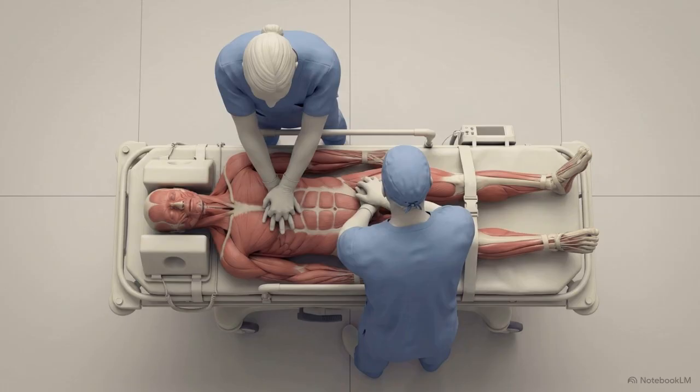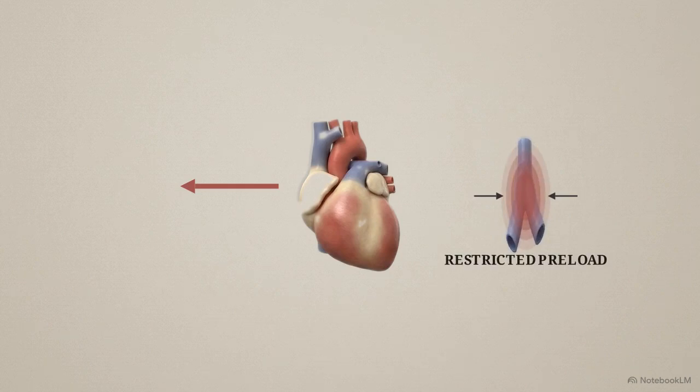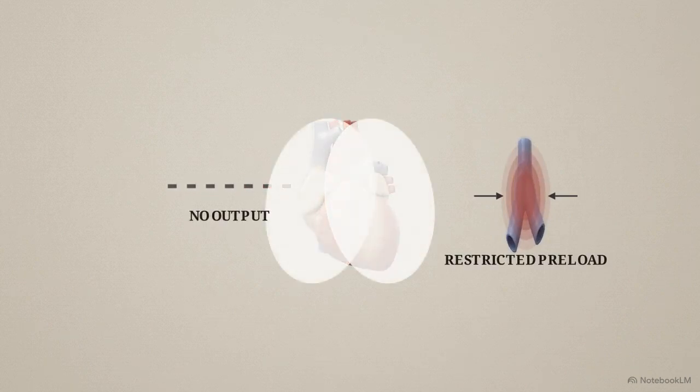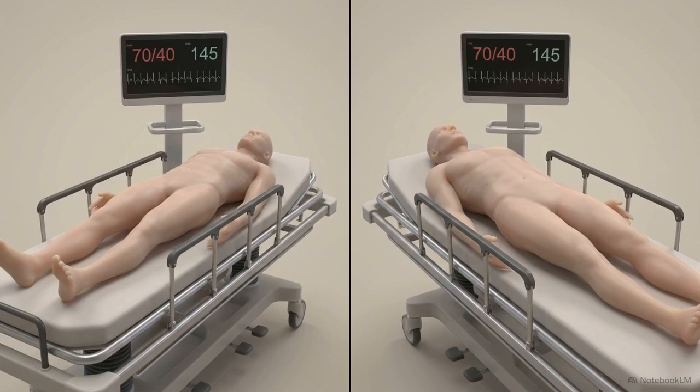The lethality of major thoracic trauma almost always hinges on a single mechanical failure. Death occurs through the catastrophic restriction of right ventricular preload. Blood cannot enter the heart, so blood cannot leave the heart. From a macro hemodynamic perspective, these patients look identical. They present with severe hypotension and compensatory tachycardia.